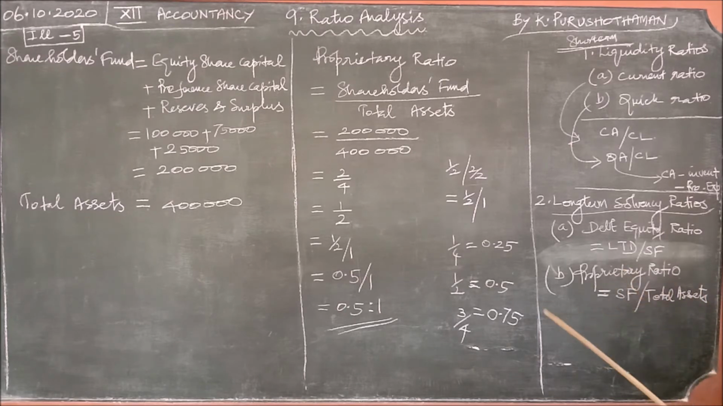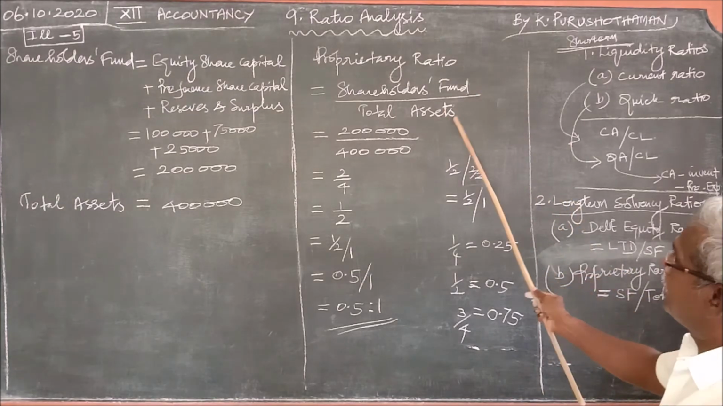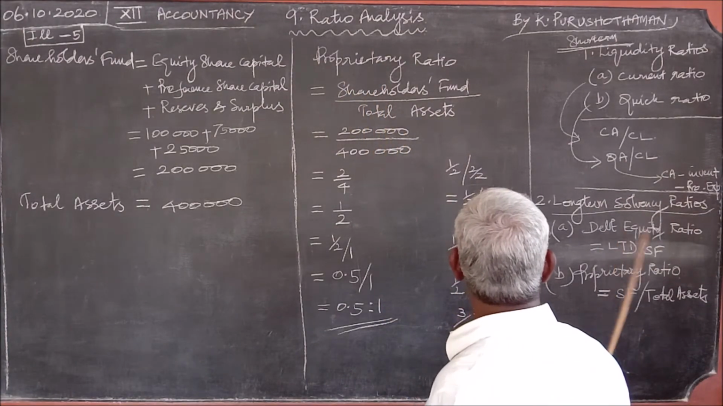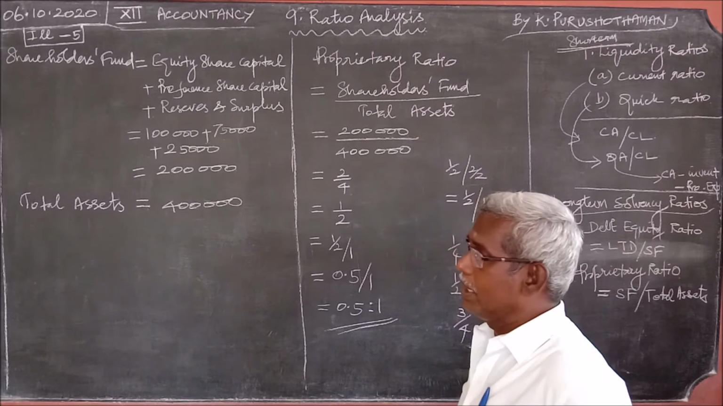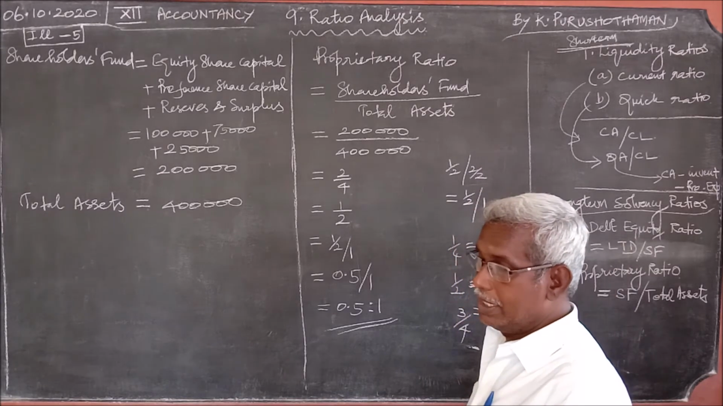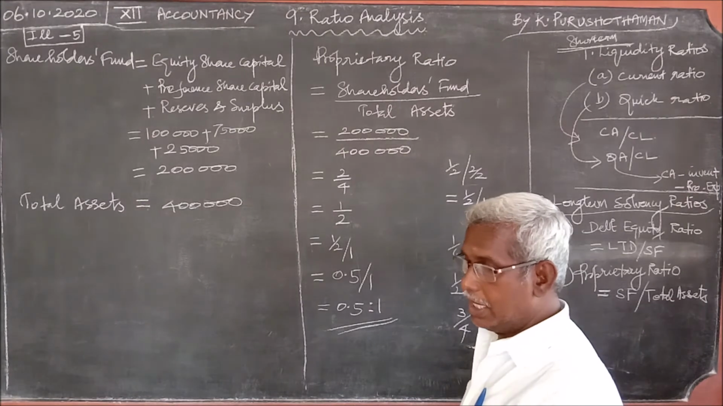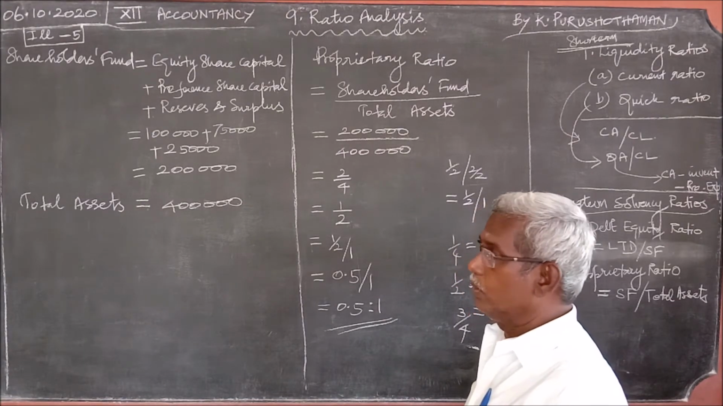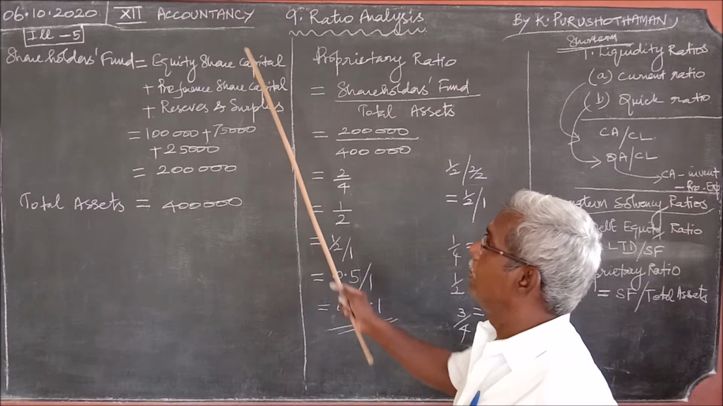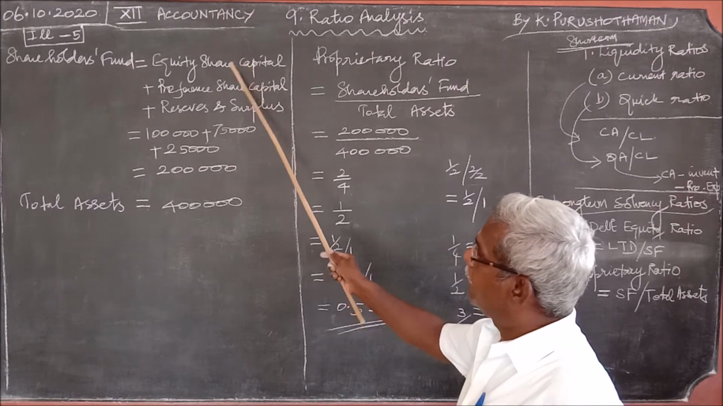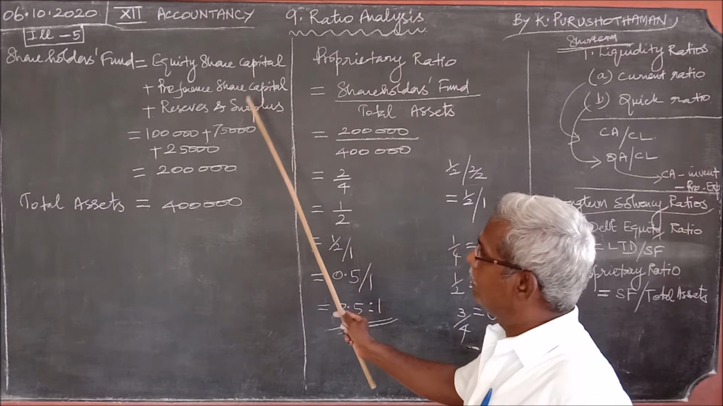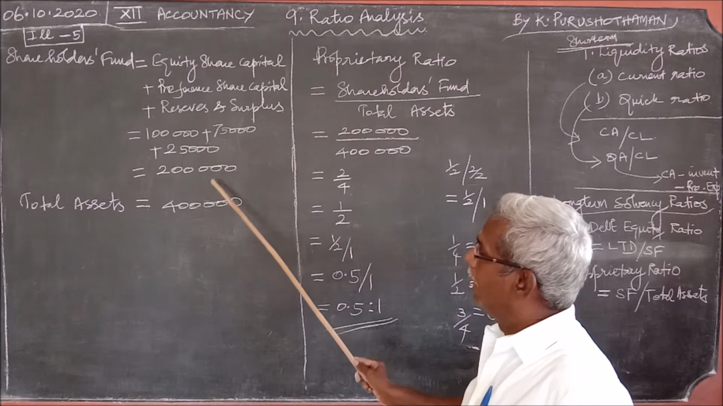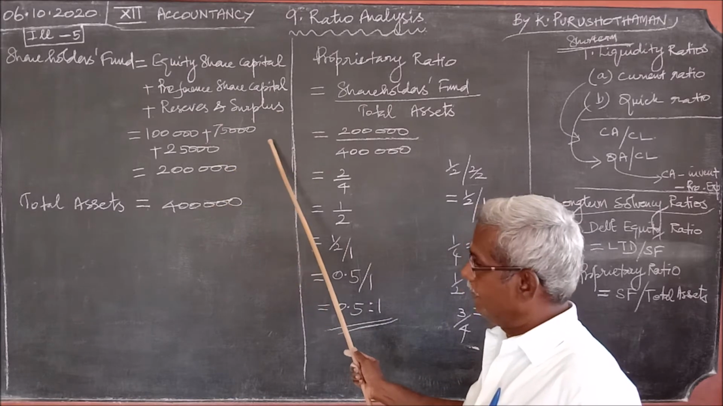What do you mean by shareholders fund? In the previous ratio itself I said shareholders fund means all types of shares, that is preference share and equity share if they are given. If only one share is given, you take that one share plus reserve and surplus. In this problem, both types of shares are given and in addition reserve and surplus is given. So all the three values add and write the answer here.